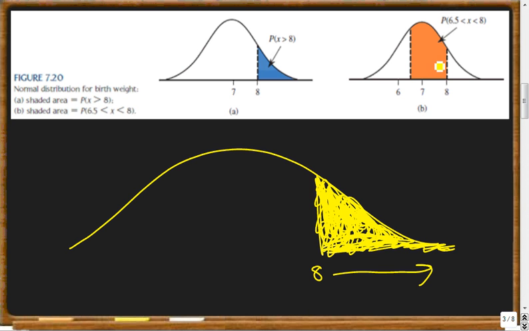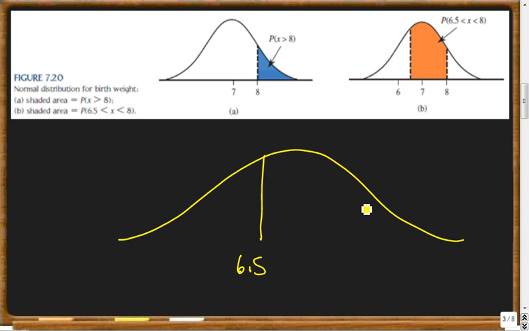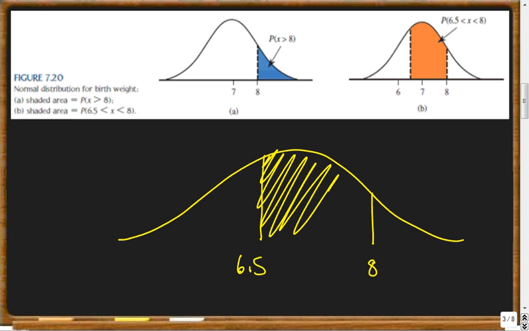Now, the second one asks us to go between 6.5 and 8. Well, we're looking again at an area. So 6.5 and 8, we look at this area underneath this curve. And that's what's going to tell us the probability that our random variable is between those.